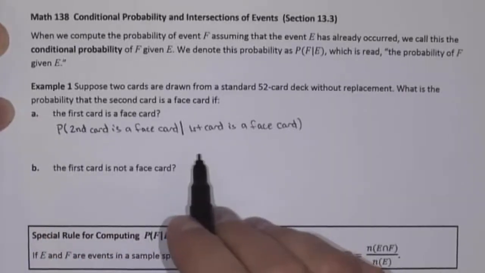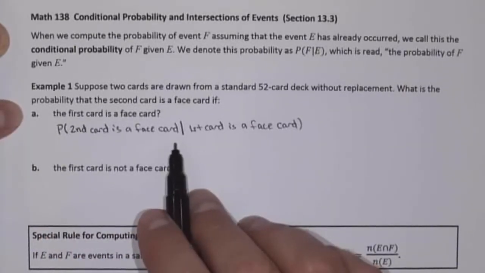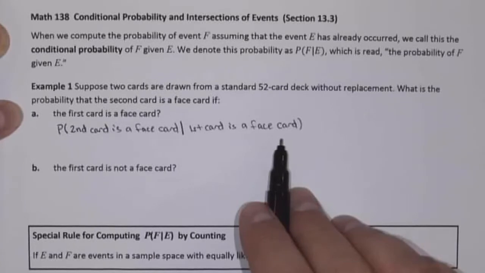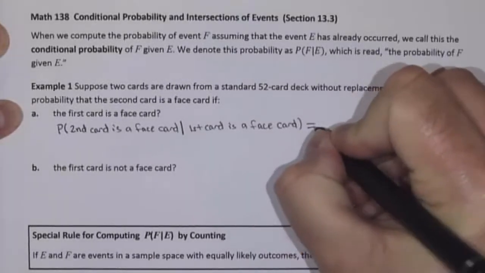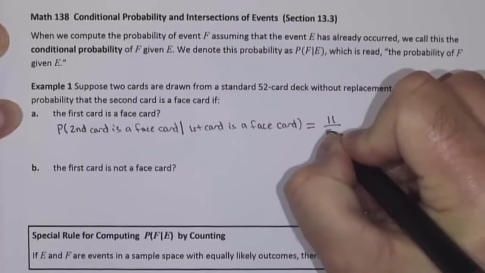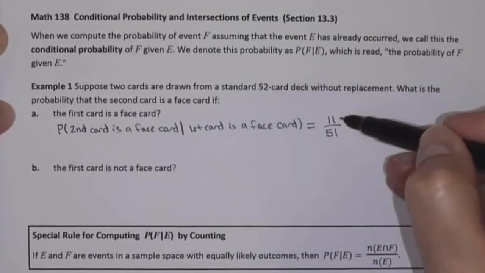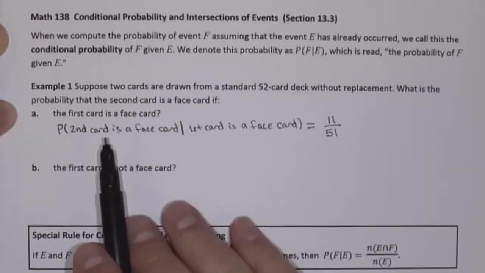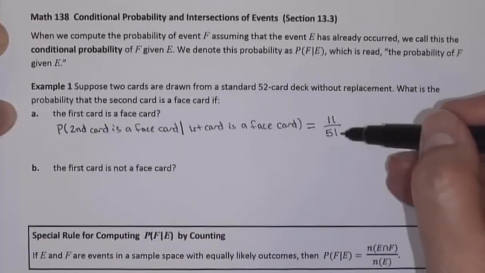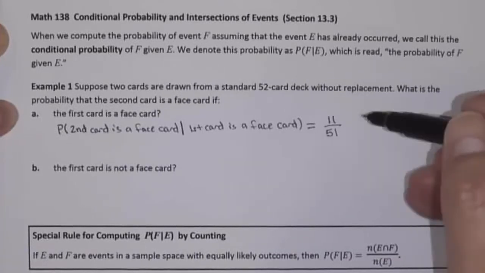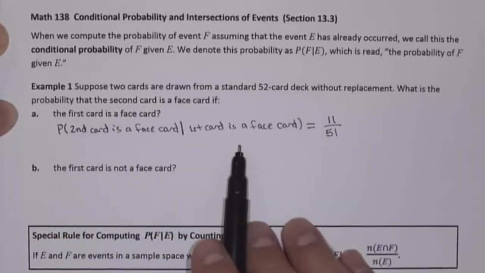So the probability that the second card is going to be a face card, given that the first card is a face card, is going to be 11 out of 51. Again, the 11 is coming from the fact that there will only be 11 face cards left in the deck if the first card's a face card. The 51 is coming from the fact that there will only be 51 cards left in the deck if we've drawn a card.